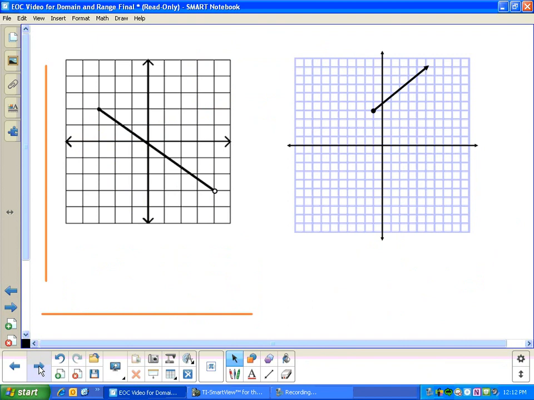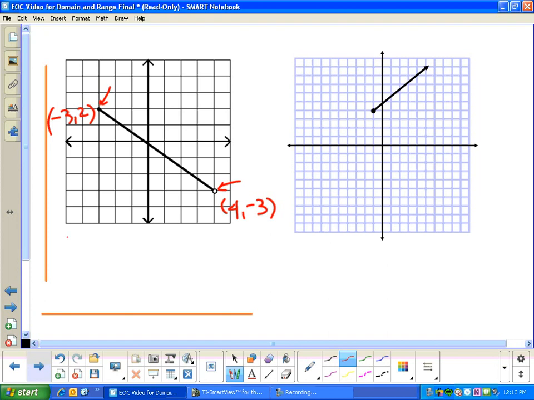Now we're going to look at a continuous graph. On this continuous graph, you'll notice that one of the endpoints is solid or closed. That means that point, which is (-3, 2), is on the line, or really on the line segment. As we go down the line to the other endpoint, we notice that it is an open circle. That means the line segment extends all the way to (4, -3), but it doesn't include that last point. It's not inclusive.